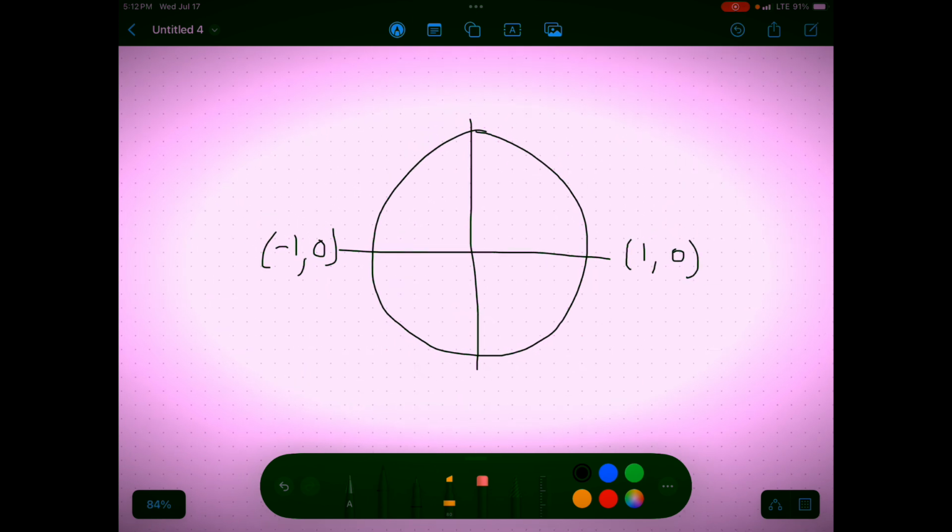For my pi over 2 and my 3 pi over 2, I'm going to have 0, 1, and 0, negative 1. Those are my 4 quadrant angles.